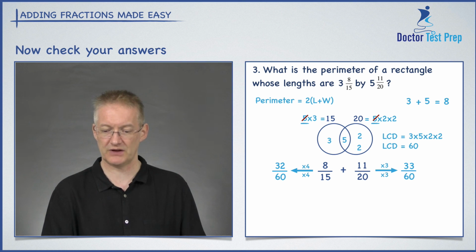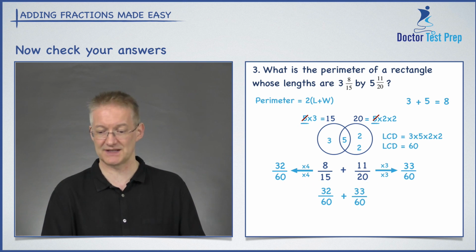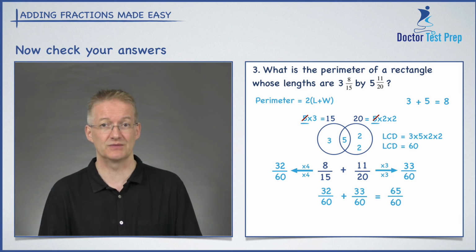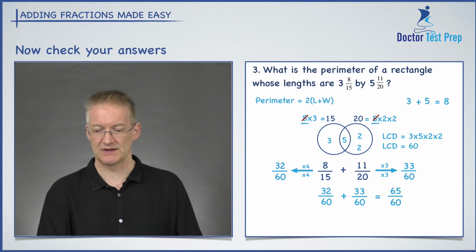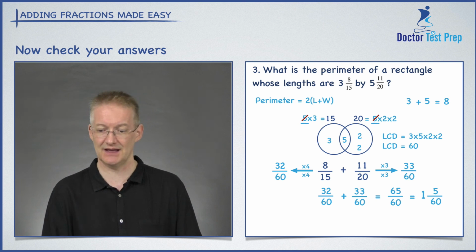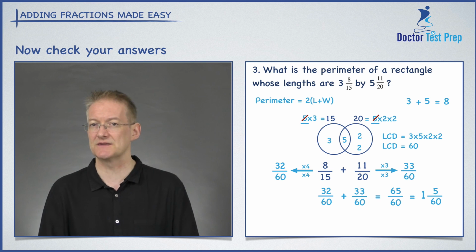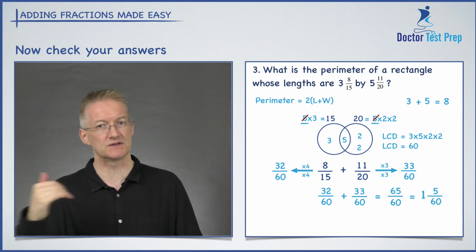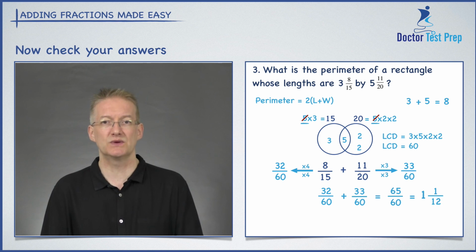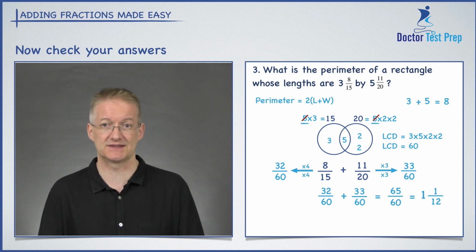So now my equivalent fractions are 32 over 60 and 33 over 60. I add them together and get 65 over 60. Now that's an improper fraction, so I want to make that into a mixed number. So 60 goes into 65 once, and I have 5 left over, so 1 and 5/60ths is my answer there. But the 5/60ths can also be reduced. 5 goes into 5 once, 5 goes into 60 12 times, so I actually have 1 and 1/12. So 1 and 1/12 is what I get when I add the fractional parts together.